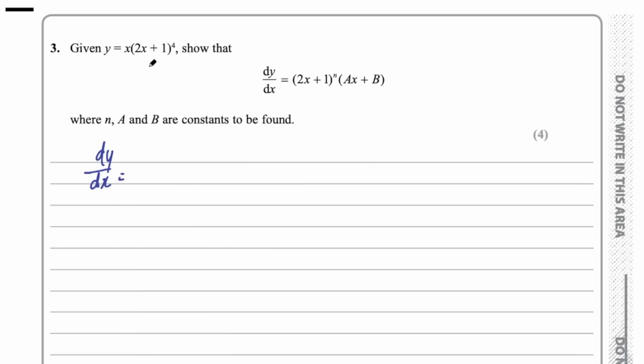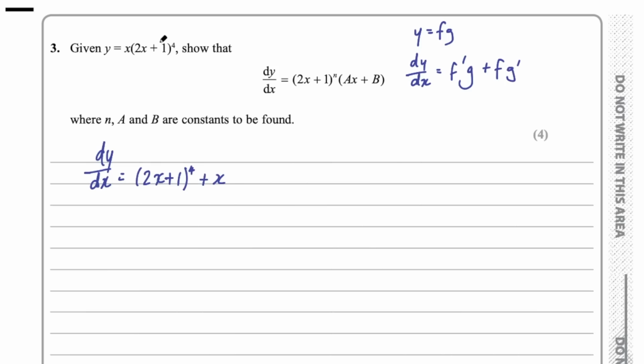For this, we're going to need the product rule. So the product rule says if we have y equal to fg, the derivative of that will be the derivative of f multiplied by g plus f multiplied by the derivative of g. So for this one, we need the derivative of x, which is just 1, and then g. So g is 2x plus 1 to the power 4. So I can just write that, because it's only multiplied by 1, so it's just the same thing. Then we add on f, which is x, multiplied by the derivative of g.